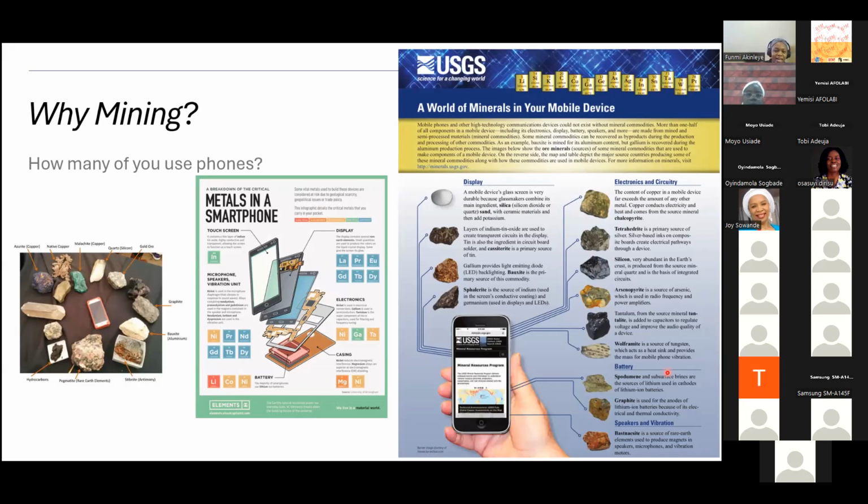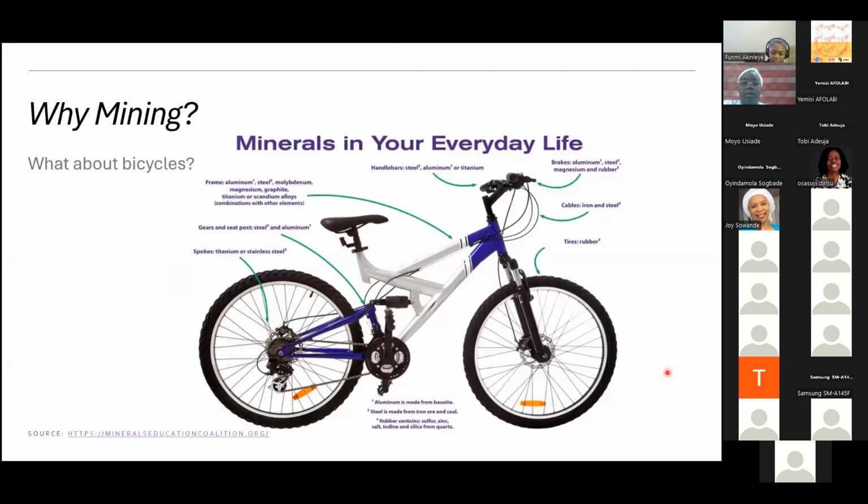Also, does anybody here have a bicycle? I'm sure at least one person does. If you do, definitely it's a result of someone having mined something somewhere that resulted in your bicycle coming up. There's rubber. I know rubber is gotten from plants in most cases, but you have iron and steel, you have aluminum, so minerals actually exist in our everyday life.